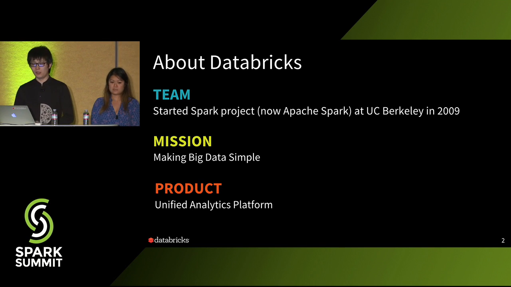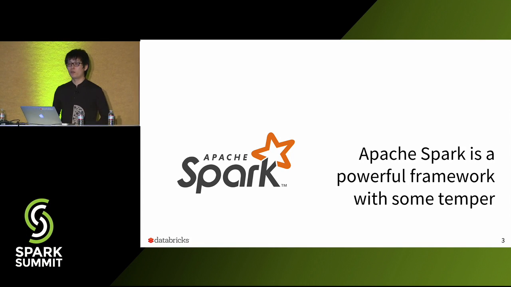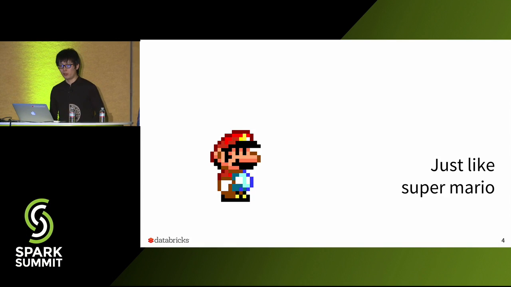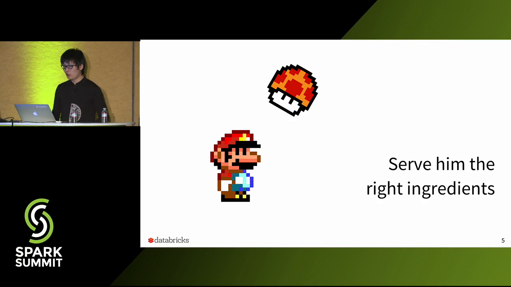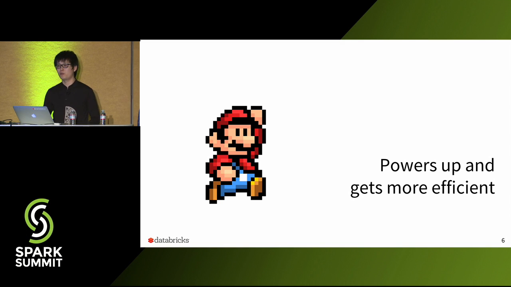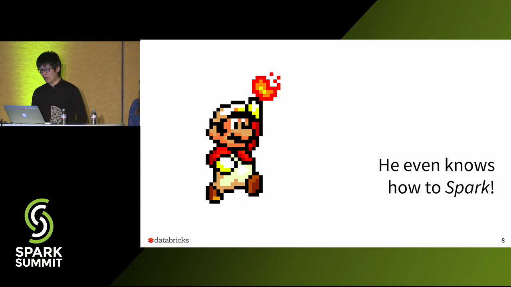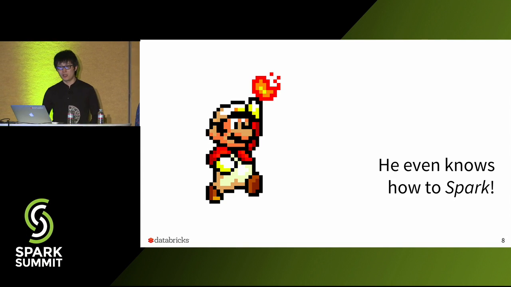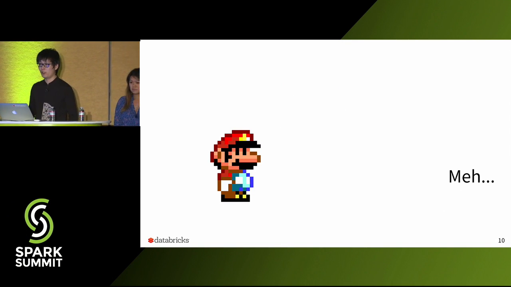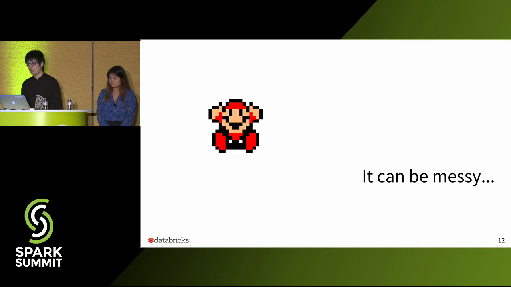All right, then let's start. As we already knew, Apache Spark is a very powerful framework, but it's a framework with some temper. It's just like a Super Mario. If you provide him the right ingredients, it powers up and gets much more efficient. And if you keep doing so, he even knows how to Spark. However, if you serve him the wrong dish, then things can be pretty embarrassing sometimes. And also, sometimes it can be pretty messy.